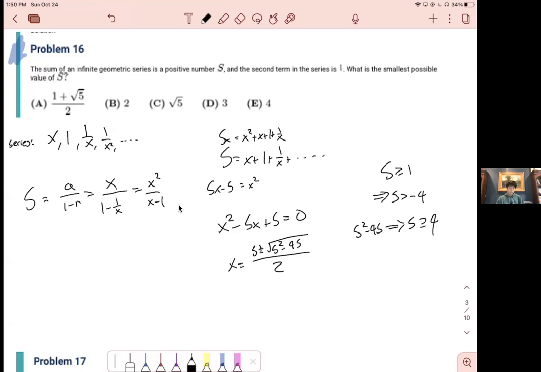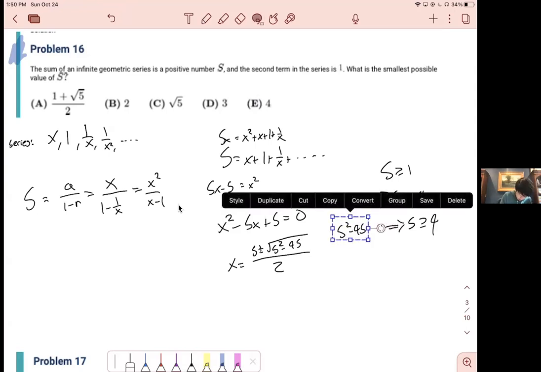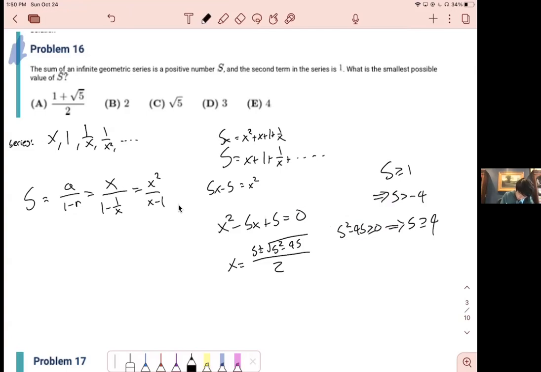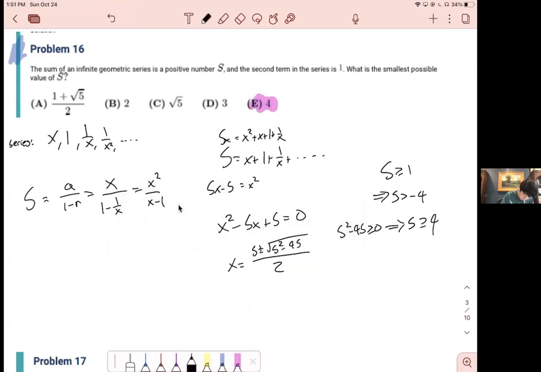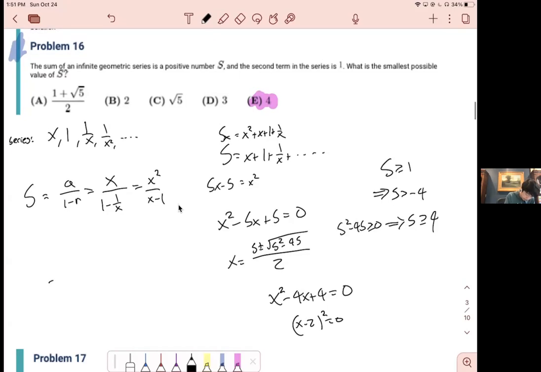So instead we still need that s squared minus 4s is greater than or equal to 0 in order for us to be able to solve this quadratic, which means that s is at least 4. And so s at least 4 is basically our conjectured answer. Just to make sure, if we plug in s equals 4, we get x squared minus 4x plus 4 equals 0, or (x minus 2) squared equals 0. And this corresponds to this sequence, which is pretty famously equal to 4.